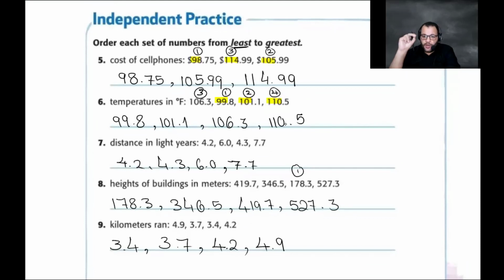Do you have any problem in ordering from least to the greatest? Do you have any problem for question number 5, from number 5 to number 9? If you have any problem from question number 5 to question number 9, please raise your hand. What is the problem?